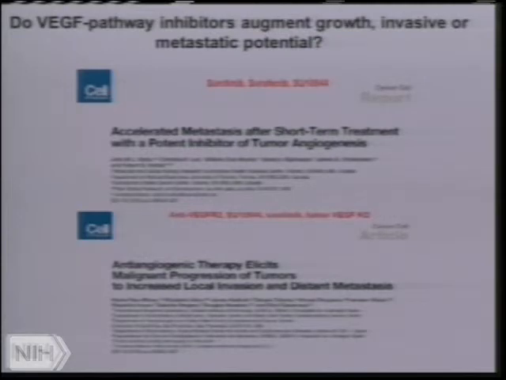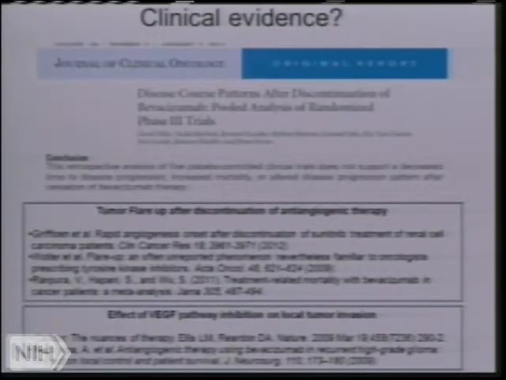Whether or not this is seen in the clinic, I think is arguable, and is a matter of discussion at the moment. There is a bunch of publications that focused on the fact that when you stop anti-angiogenic therapy, tumors grow like crazy. So you can stop the growth of the tumors during the phase of administration. Once you stop that therapy, the tumors come back even much more aggressively than they were initially.